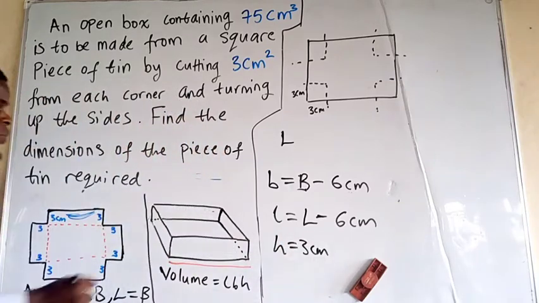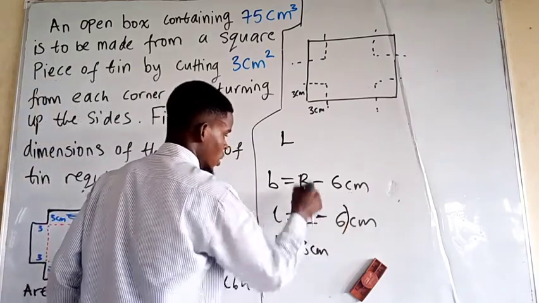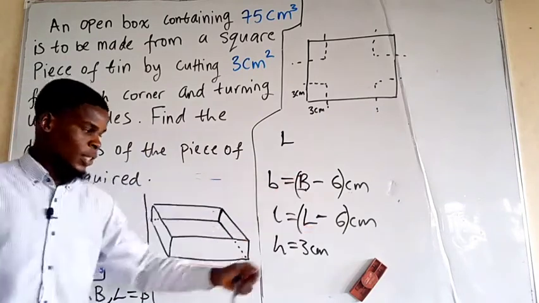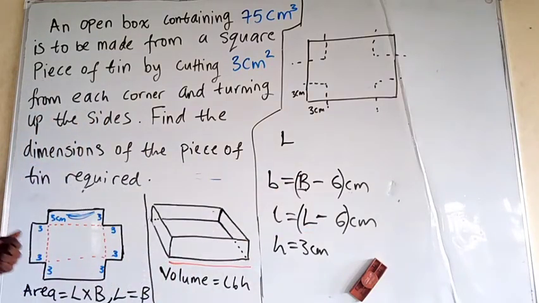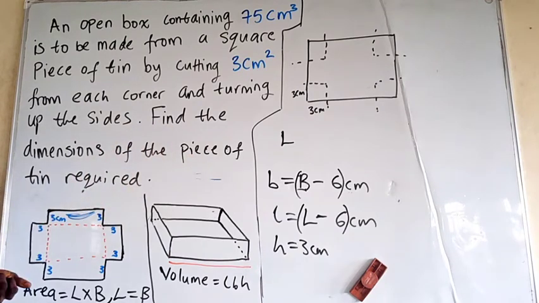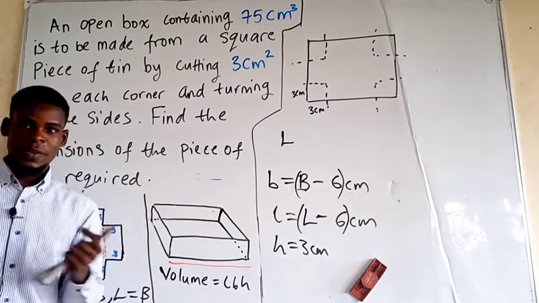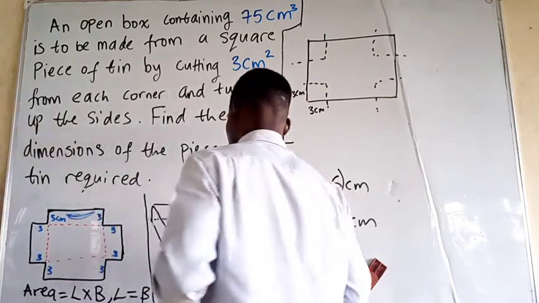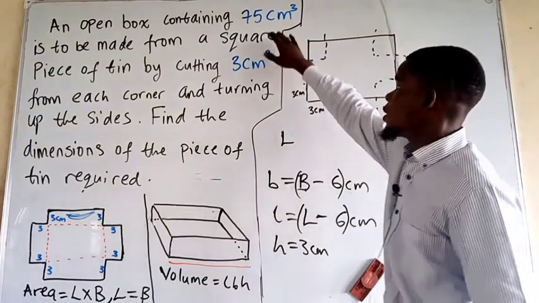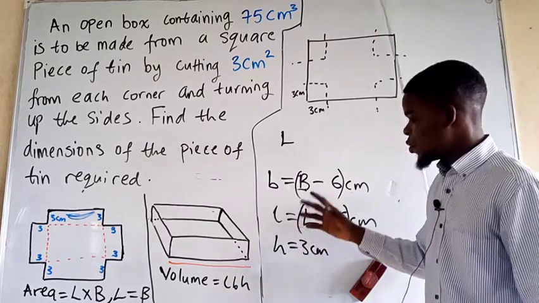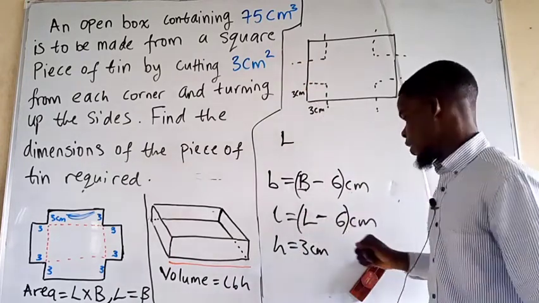So all in all, we see that the length times breadth times height has been gotten in terms of this one. But the main question here is to find the dimensions of the piece of tin required. That is to say, if you want to find the area of that, you talk about the length and the breadth of it. Those are the dimensions of it. Since we are given the volume of this box, I'm going to use these parameters to get the volume of the box in this manner.